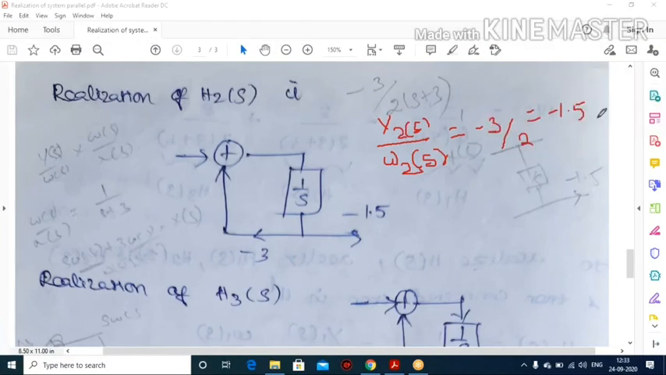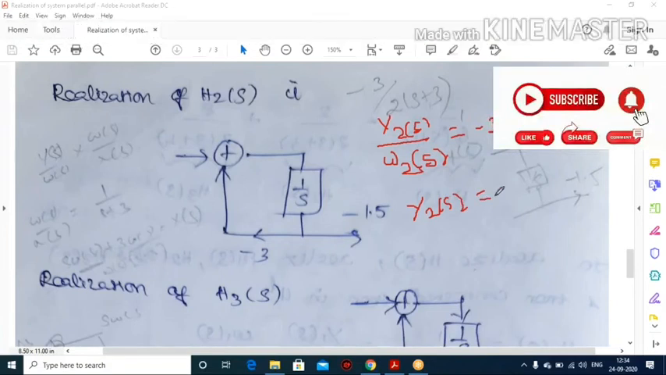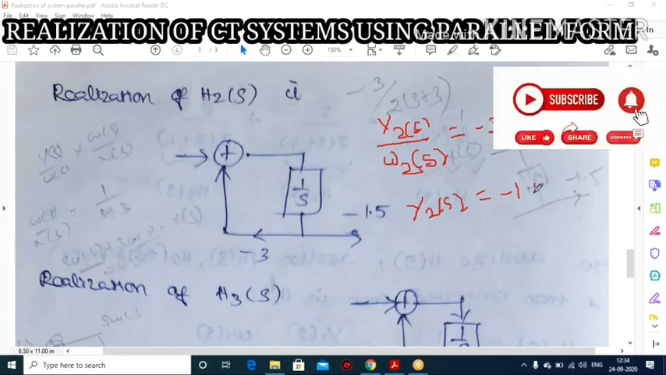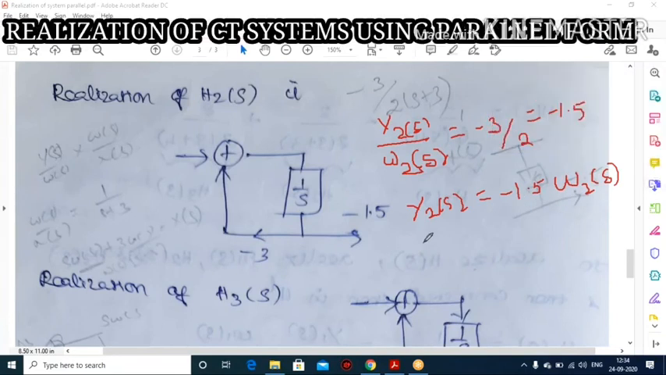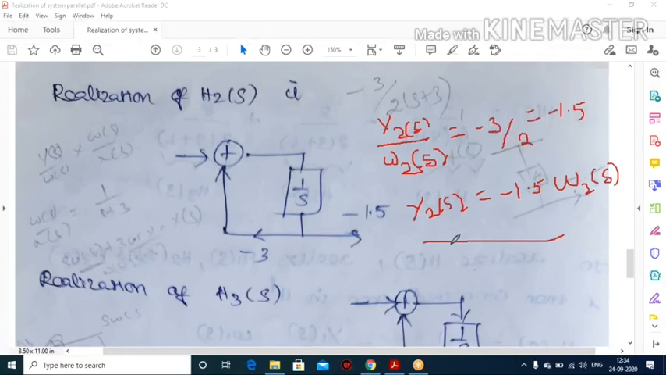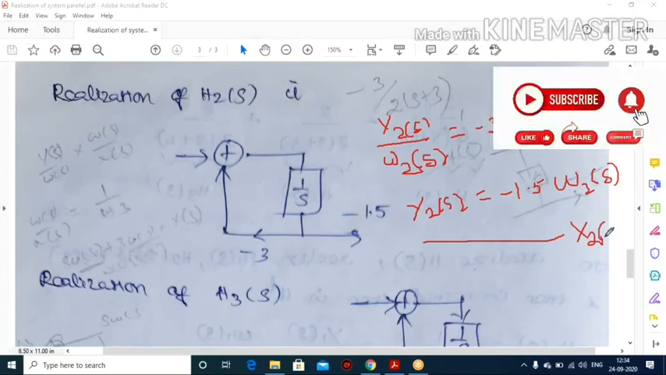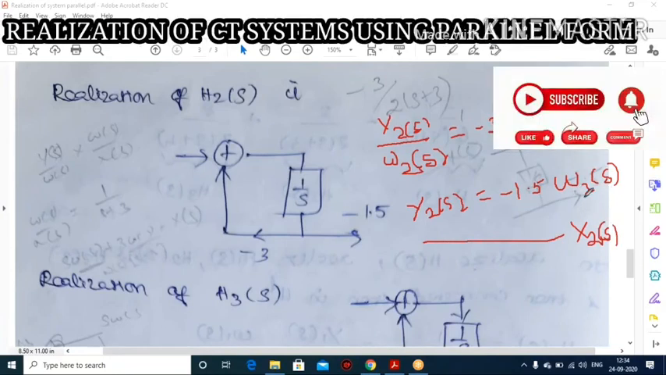What do you get? Here for Y2 of S the denominator term is 1, so 1 into Y2 of S becomes Y2 of S, which is equal to minus 1.5 into W2 of S. Now you are going to realize this equation. Before realizing, you just draw one single straight line to identify which one is the input and which one you take as the output. In this equation, Y2 of S is your output, and the input is W2 of S.